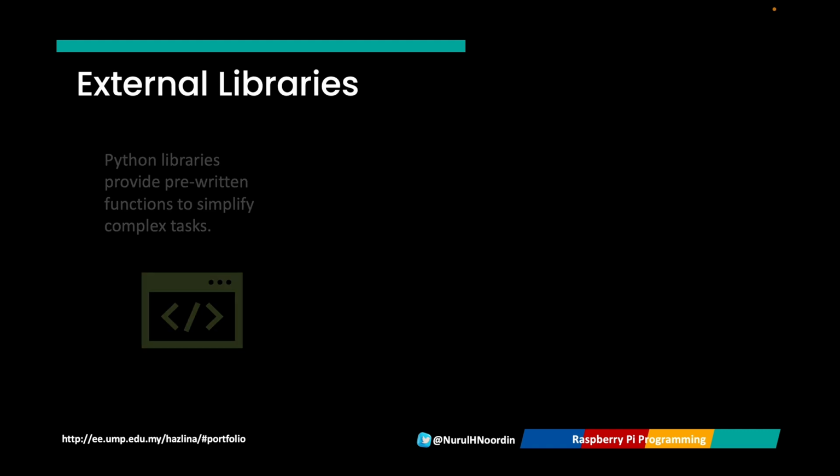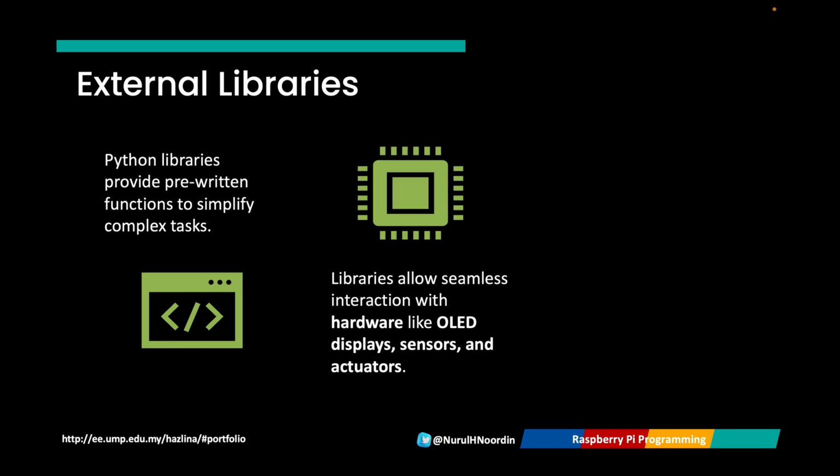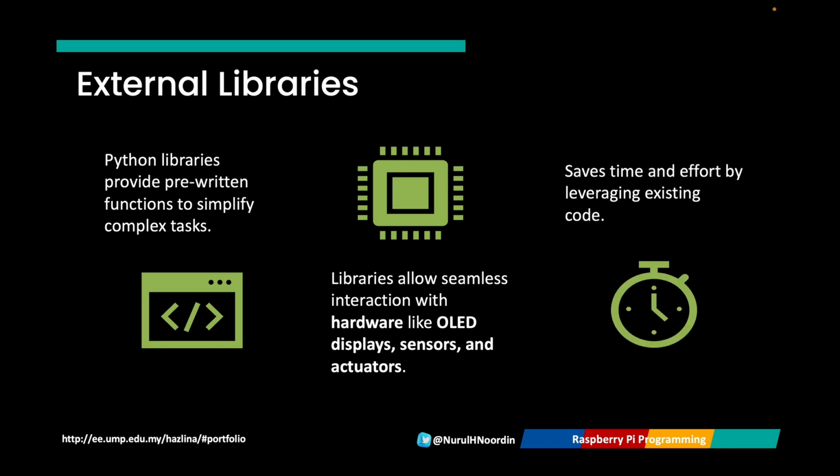In Python, external libraries are pre-written code modules that help us perform specific tasks without writing everything from scratch. When working with hardware, these libraries make it easier to communicate with devices such as sensors, displays, and motors. For example, instead of manually programming how an OLED display receives data, we can use the SSD1306 library to simplify communications and control. This saves time and ensures compatibility with different hardware components.